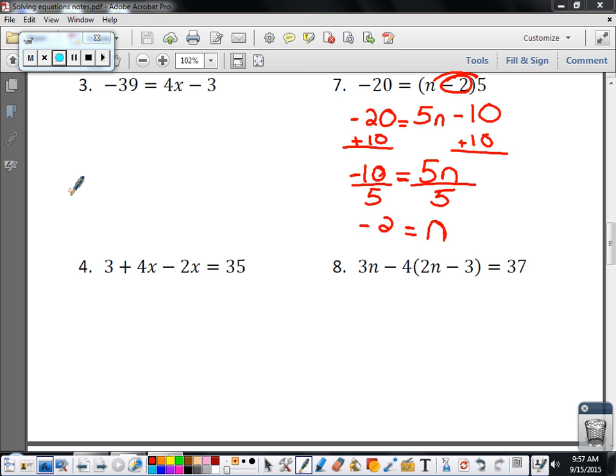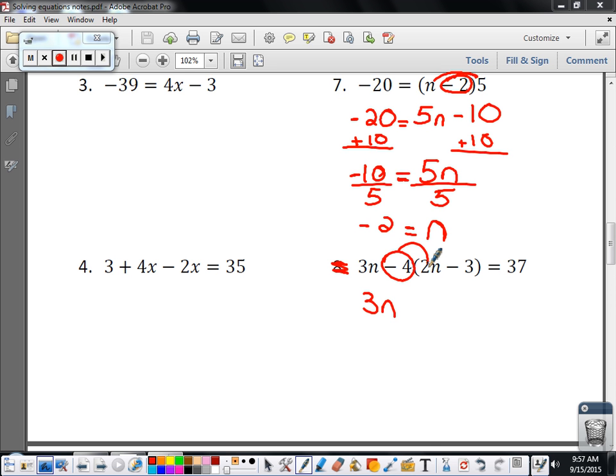Okay, now here's another big question. What do you distribute? You do not distribute the 4. That's a negative 4. You have to see the negative sign in front of it. You're going to distribute the negative 4. Okay? Now watch this. I'm going to bring down the 3n, because I'm not doing anything with that right away. You good? I'm going to distribute the negative 4.